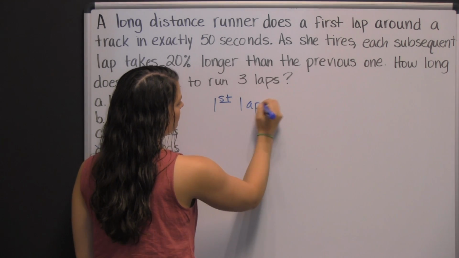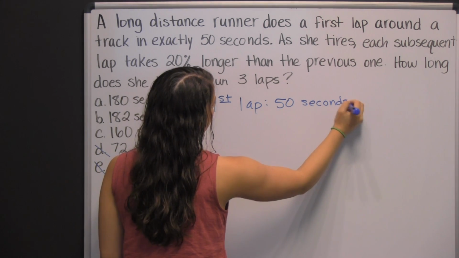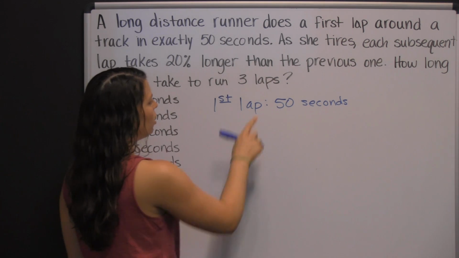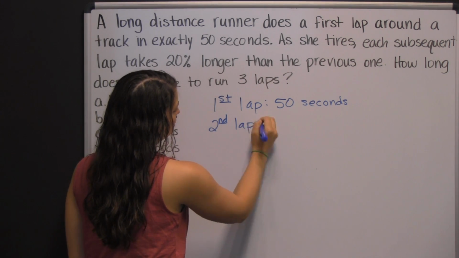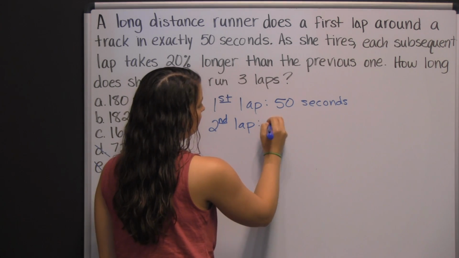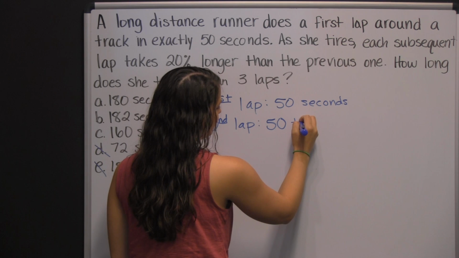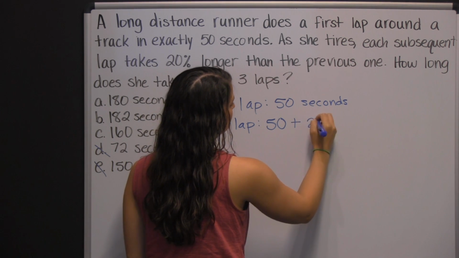The first lap took her 50 seconds. The second lap took 20% longer than that. So the second lap took her the 50 seconds like the first lap did, and 20% of 50 seconds.